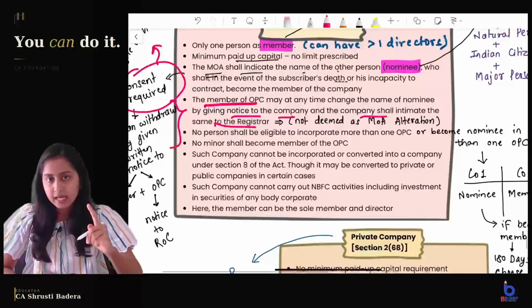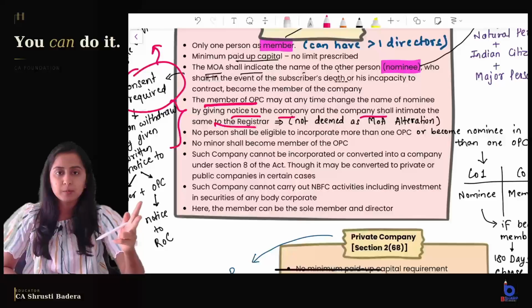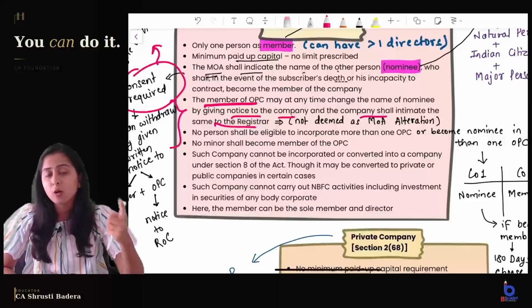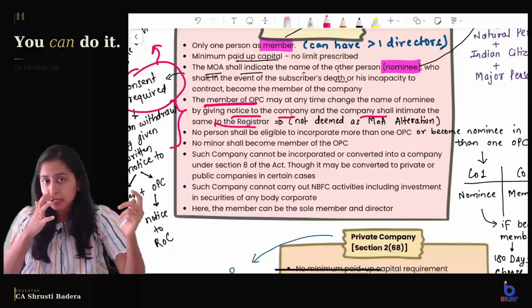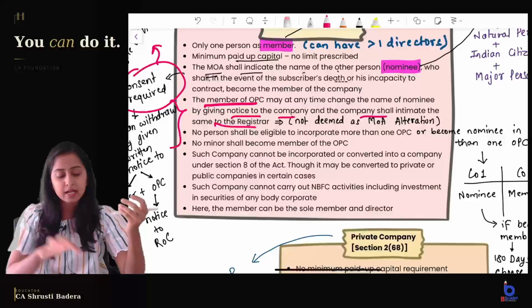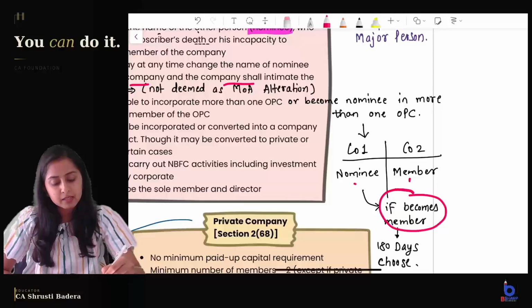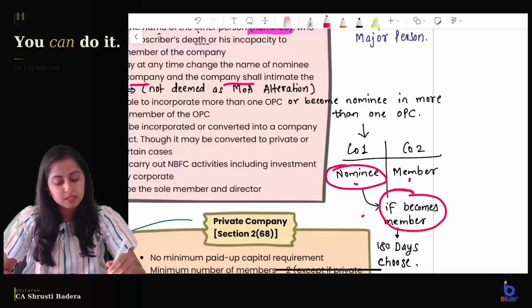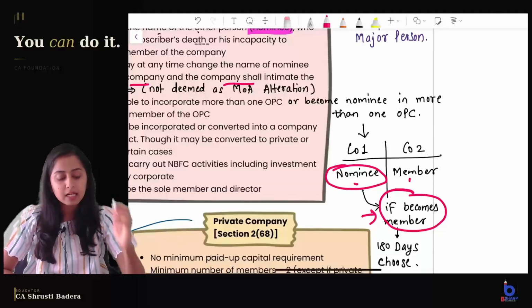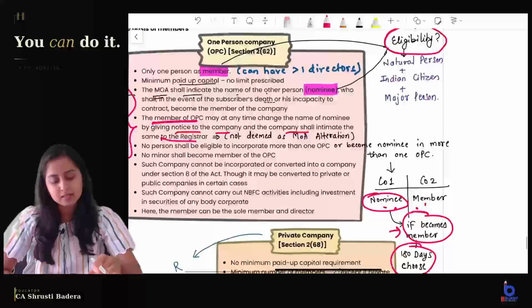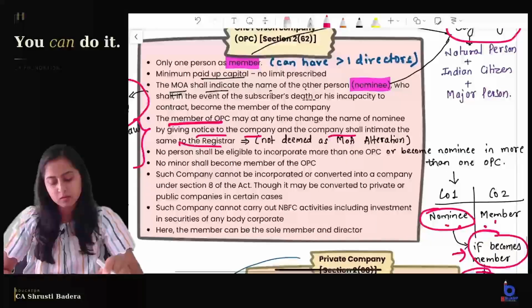Then at one time one person cannot be a member of two companies. Along with that, one person cannot be a nominee in two companies. But can he be a nominee in one company and a member in another company? Yes. Now, if such a person is a nominee in one company and a member in another company, how will he become a member in this company? Say the member of this company dies. Now, automatically this person becomes the member of that company. In that case, he becomes a member of two companies at a time. So that person has to decide within 180 days in which company he chooses to be a member. That is the extra thing which I have told you. It is not in your syllabus module. Okay.